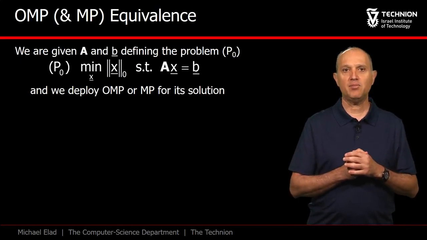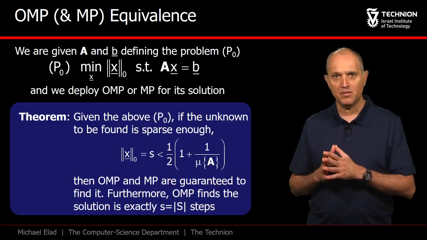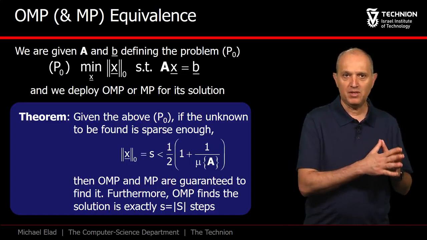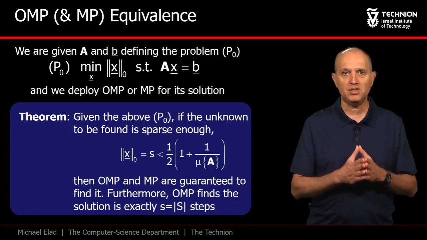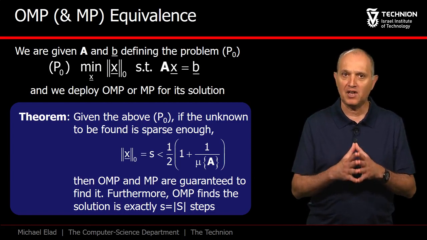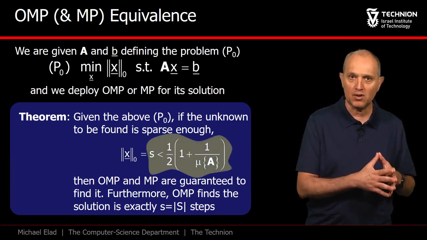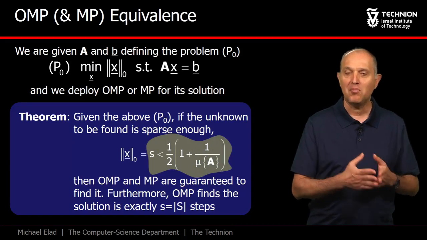And so we summarize the above into the following equivalence theorem. Given A and B that are defining the problem P0, if the linear system AX equals B has a sparse enough solution, OMP is guaranteed to find it exactly. The condition for this success is that S should be strictly smaller than 1/2 of 1 plus 1 over mu.